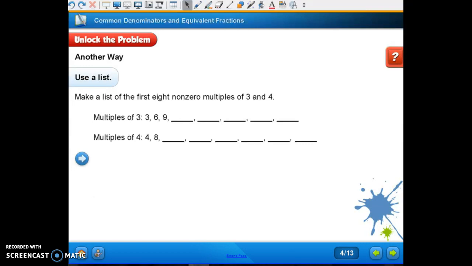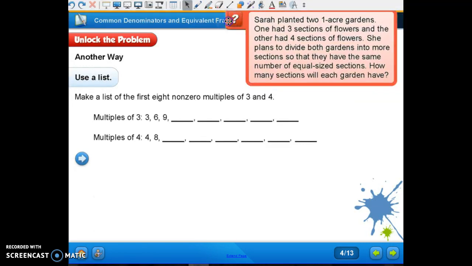So we're still working with Sarah's garden. It says make a list of the first 8 non-zero multiples. This is like on our show what you know. So they give you the first 3 of 1/3. The denominator was 3. So 3, 6, 9, then what? 12, 15, 18, 21, 24. And 4, 8, 12, 16, 20, 24, 28, and 32.